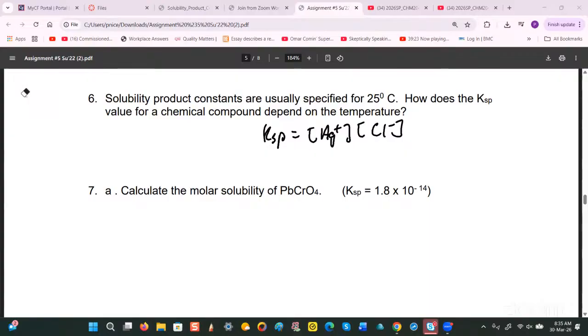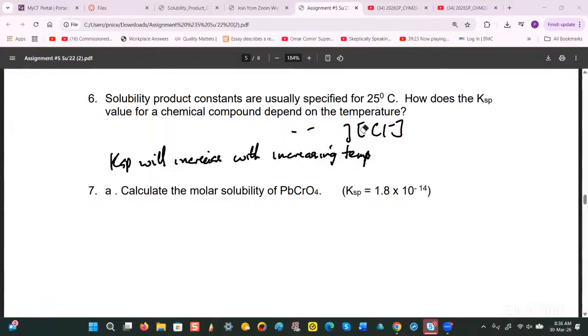Increases also. Exactly, right? So yes, the Ksp will increase with increasing temperature. And that is true in most cases. There are some exceptions to this, but in the vast majority of cases, that is indeed the case, right? So let me just erase this here. Ksp will increase with increasing temperature, all right? Okay, very good.